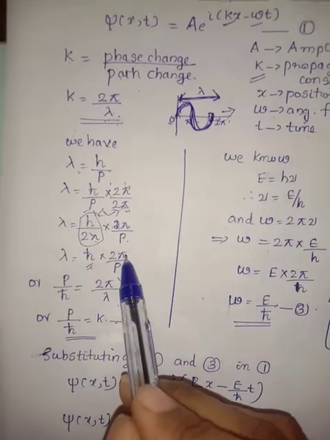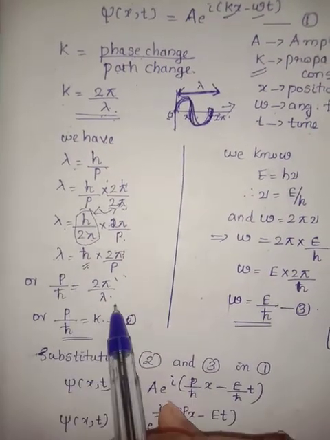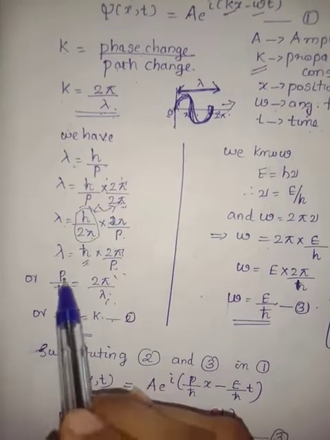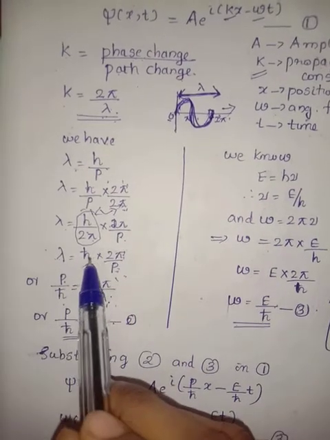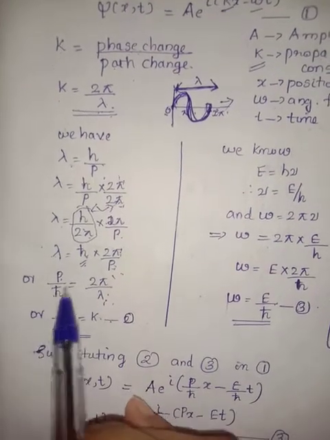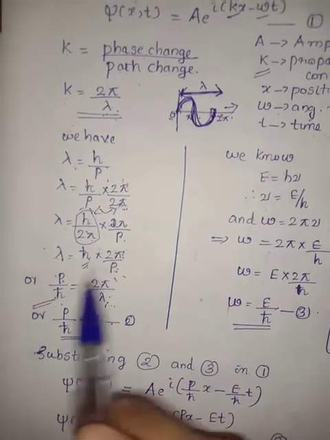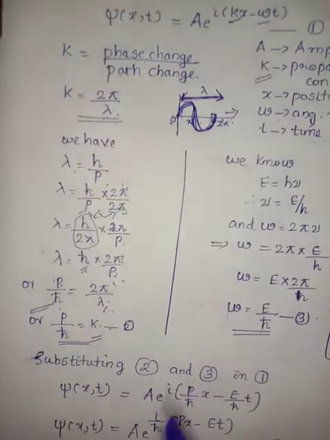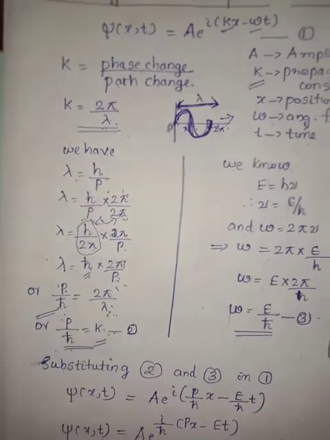Clear? Now from here, what is 2 pi by lambda? Lambda can be taken to the RHS. So 2 pi by lambda is equal to p by h cut. P can be taken to the LHS and h cut can be taken to the LHS, so that 2 pi by lambda is equal to p by h cut. So 2 pi by lambda is k. Instead of k, we are going to substitute p by h cut.